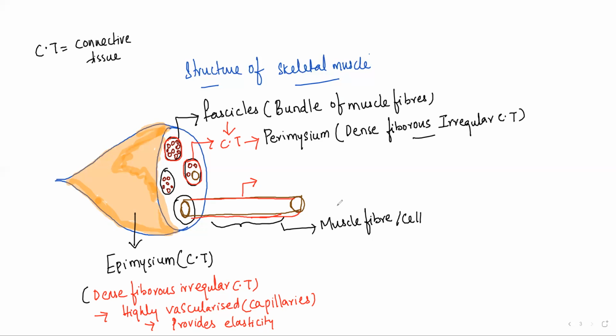Now, this particular structure, the muscle fiber or muscle cell, is going to have a special structure which is called sarcoplasmic reticulum. But before that, I'll write down the connective tissue which is covering up here. This connective tissue which is covering your muscle fiber is none other than endomysium.